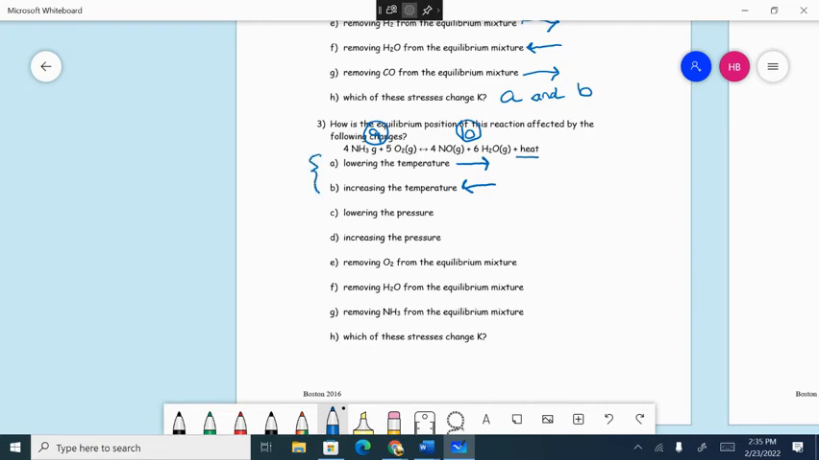So let's figure out what happens to K. If I shift towards the products, and K is products over reactants, that means the numerator gets bigger. That means that K gets bigger.